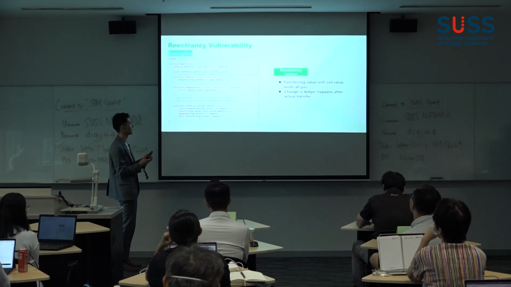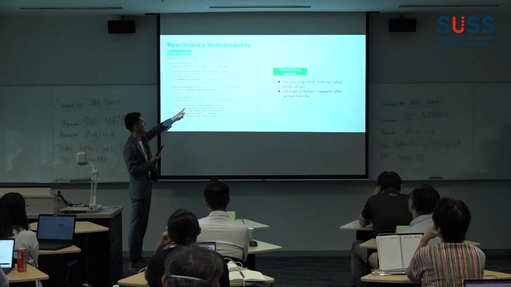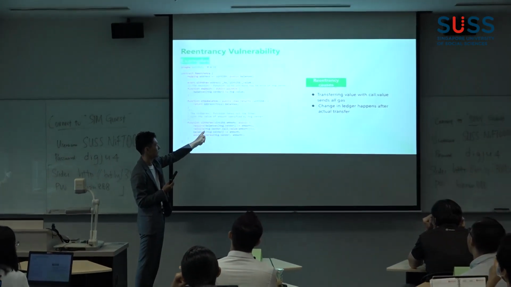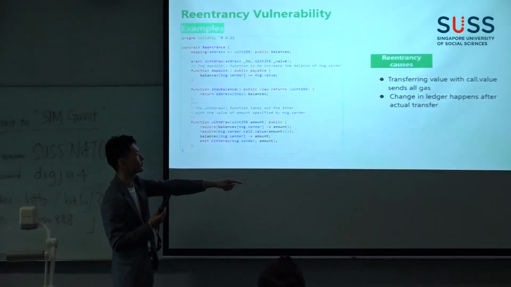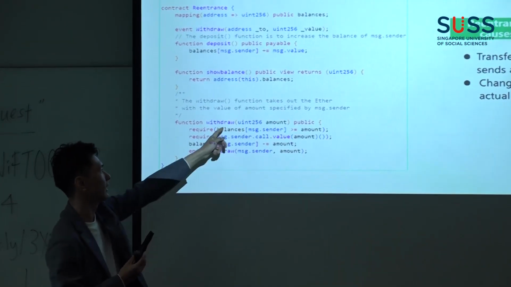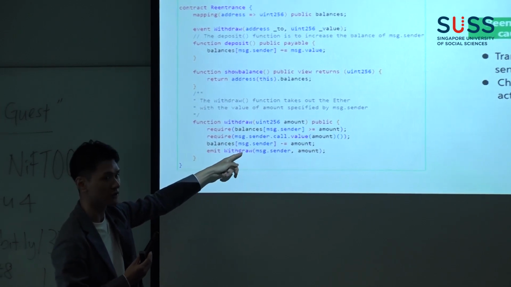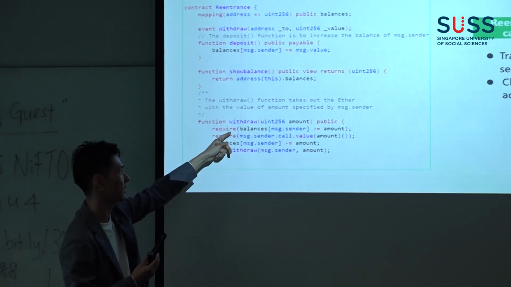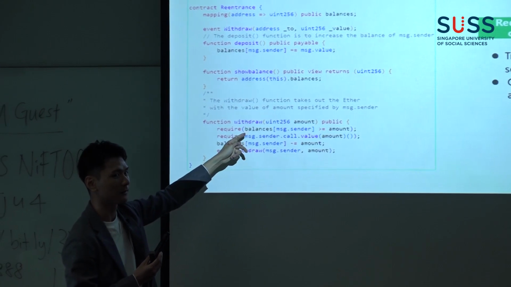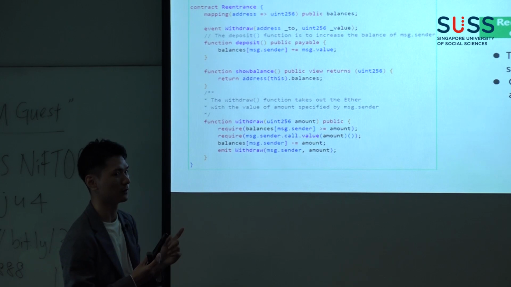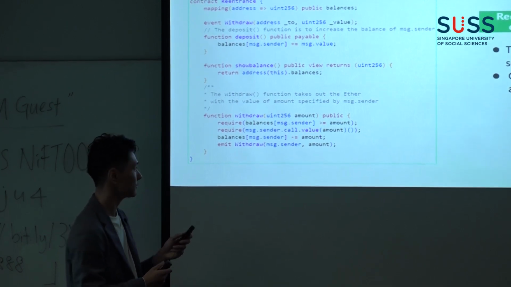In this transaction, the flow goes like this. First, the attacker calls withdraw, and then it passes the require statement, and then the transaction flow goes to the attacker's malicious contract, and then the contract will call withdraw again. And because at this stage the balance was not deducted, the contract thinks the attacker has enough money. But in fact, he's already done one withdrawal.